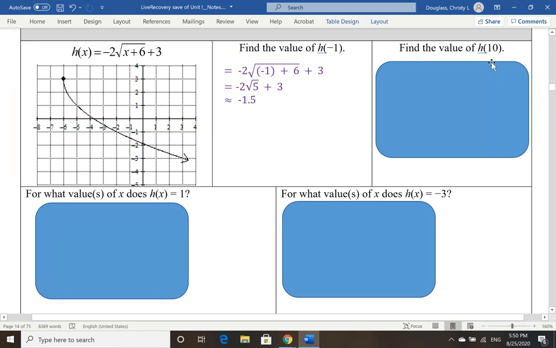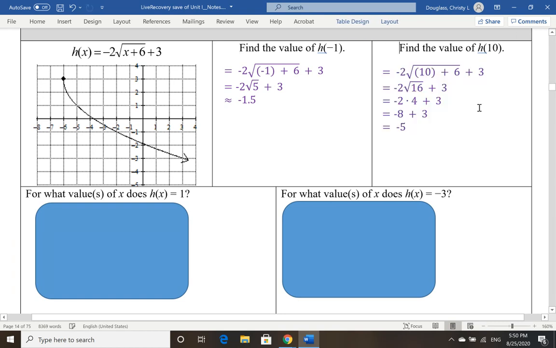What about when x is 10? Again, we just substitute 10 in place of x, follow our order of operations. 10 plus 6 is 16. The square root of 16 is 4. Negative 2 times 4 is negative 8, and negative 8 plus 3 is negative 5. Unfortunately, we can't verify this with the graph, but it's not unreasonable to think that if we went out to an x value of 10, the y value might go down to negative 5.